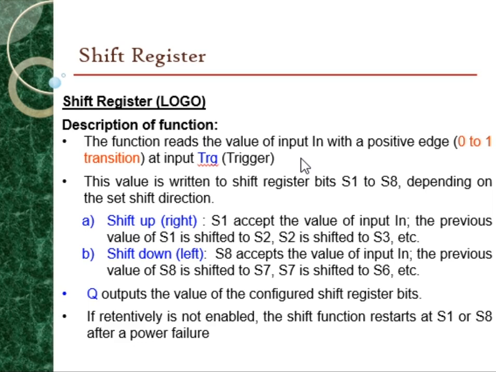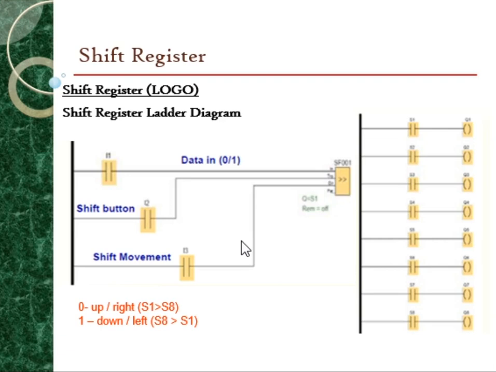So the function first reads the value input in with a positive edge, a 0 to 1 transition, at the input trigger. When it finds the input trigger, it will shift the data in the register by looking at the direction of the shift register, either shift up or shift down. And then the Q will correspond to the value that has been flushed out from the end of the shift register.